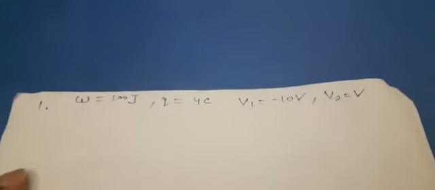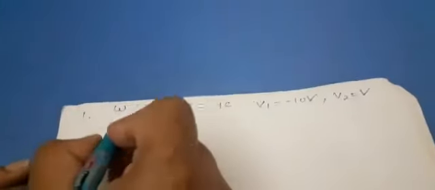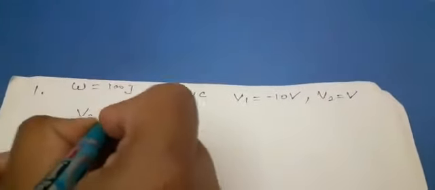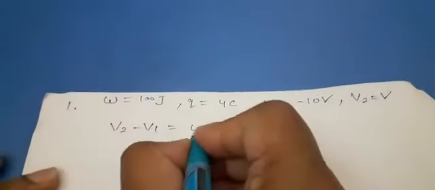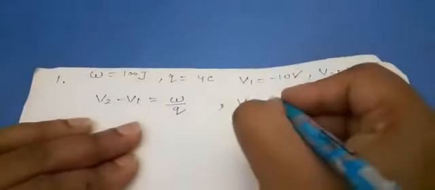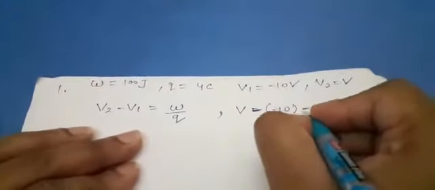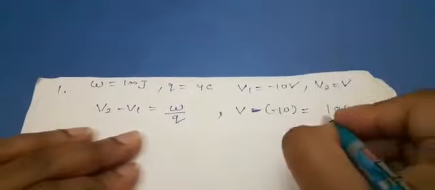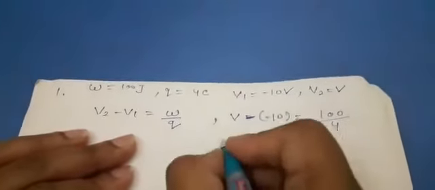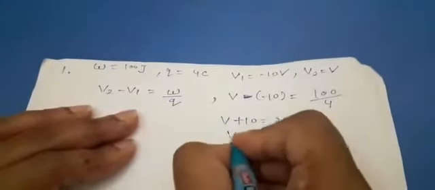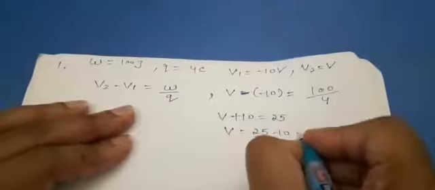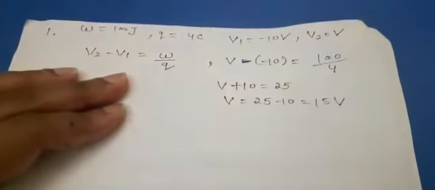So now on the basis of the given data, we can take it that V2 minus V1, as we have to find the potential V, will be equal to work done per unit charge. So V2 is V here, minus V1 is minus 10 volt, work done is 100 joule and charge is 4. So it is V plus 10 equals 25. V will be 25 minus 10, that will be 15 volt.